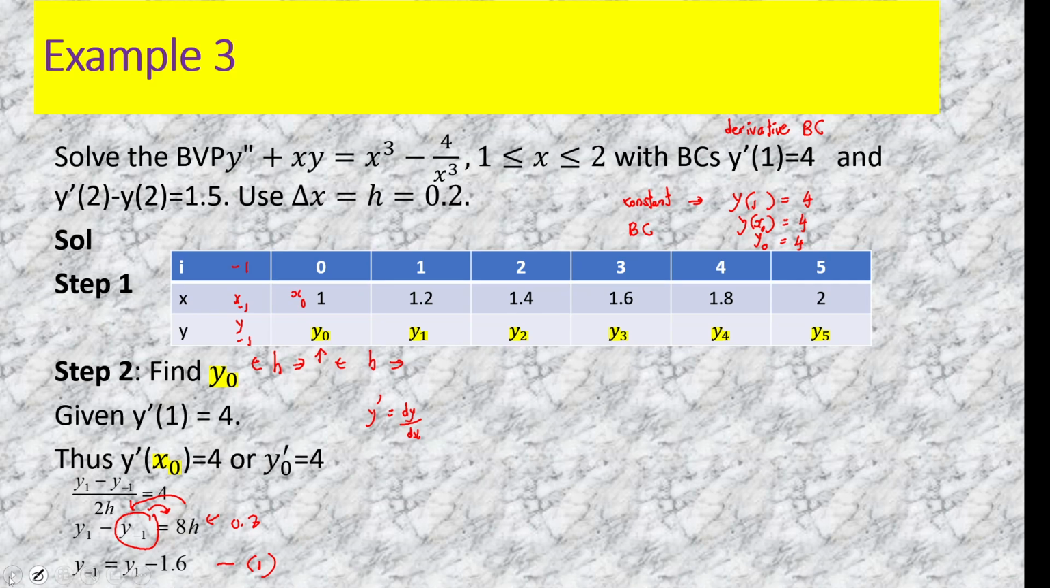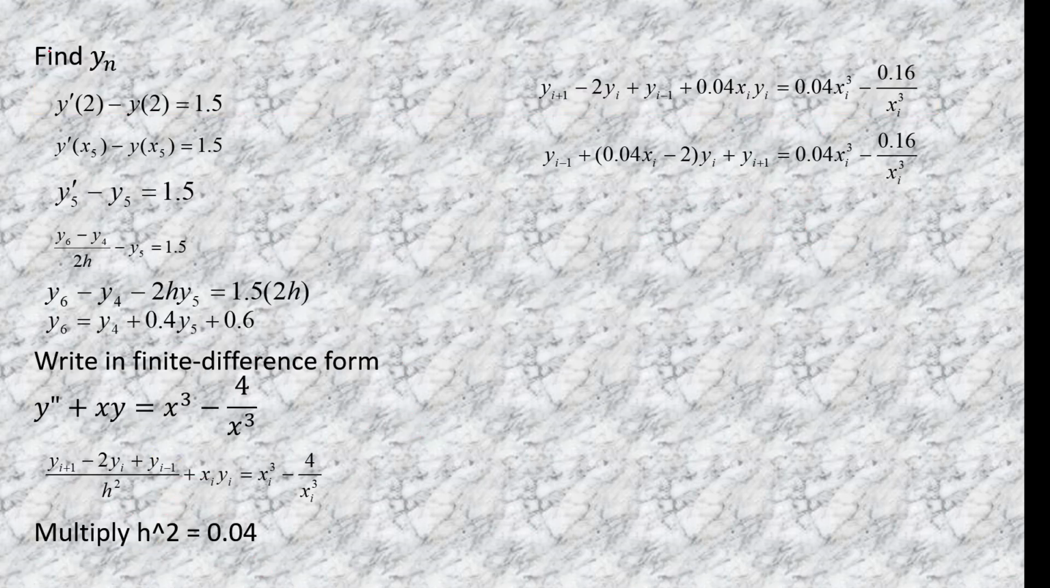And then if no, we continue to find the yn. This should be the third step. This one is step 3. Find yn, given y prime 2 minus y2. Now given y prime 2 minus y bracket 2 equal to 1.5, 2 is actually x number 5. So it's y prime bracket x number 5 minus y bracket x 5 equal to 1.5.